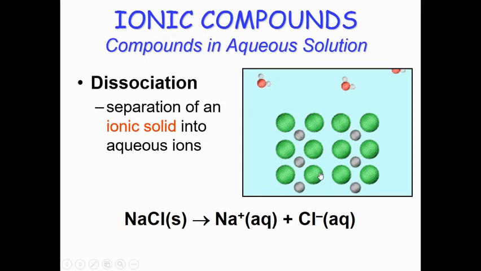For an ionic compound, when your ionic compound solid gets separated into aqueous ions when it's in solution, that is called dissociation. So if you have sodium chloride solid and you stick it in water, what you're going to end up with is you're not going to see an NaCl anymore in water. What you're going to actually see is an Na plus, which is surrounded by water. That's what that aqueous means. And you will see Cl minus, which is surrounded by water.